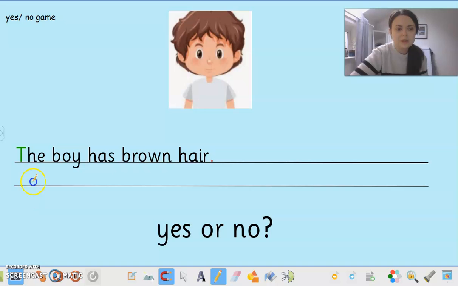Well, let's read the sentence. The boy has brown hair. Does the boy have brown hair? He does. So you should have written, yes, the sentence is true. So well done if you got that right.